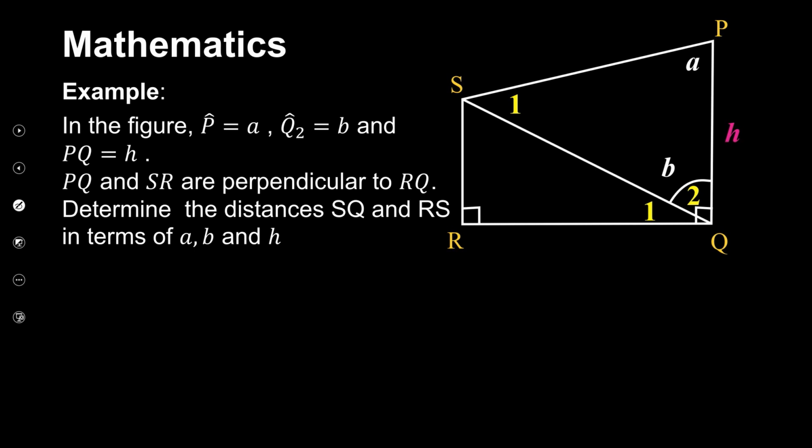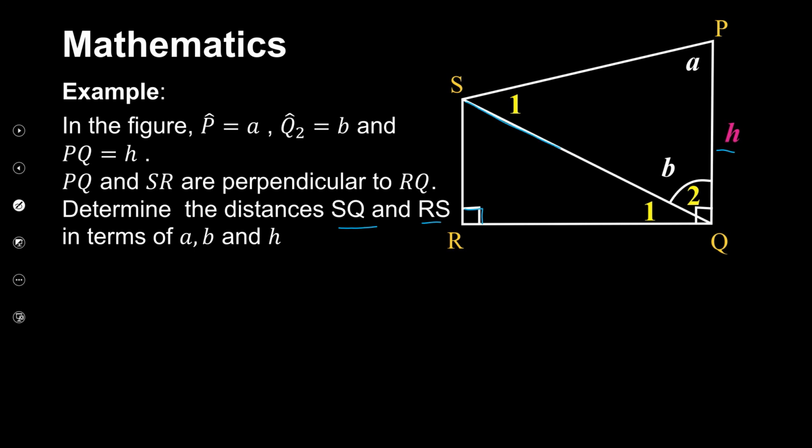In this figure, we've got P equals A, Q2 is equal to B, and PQ is equal to H. They're telling you PQ and SR are perpendicular to RQ, so they give us that this is 90, and they want us to find expressions for SQ and RS.